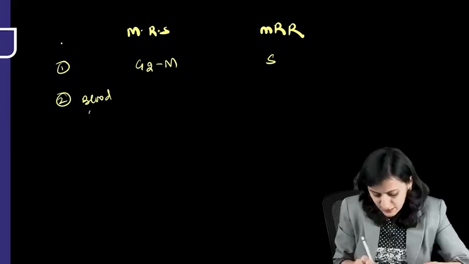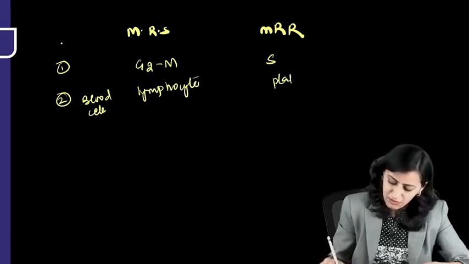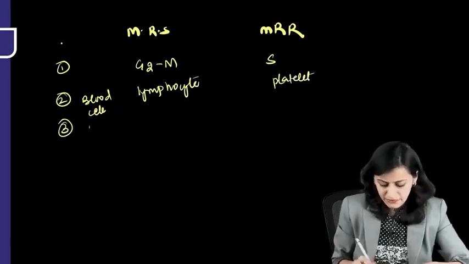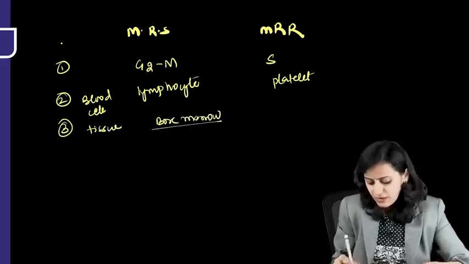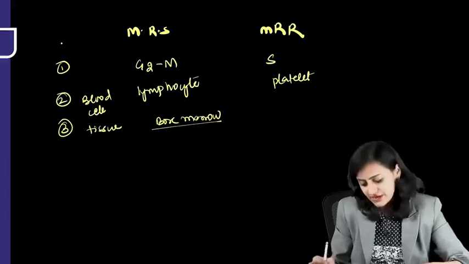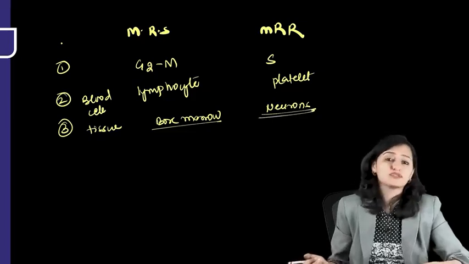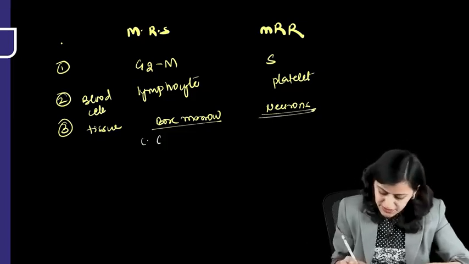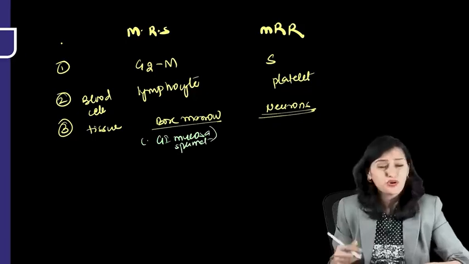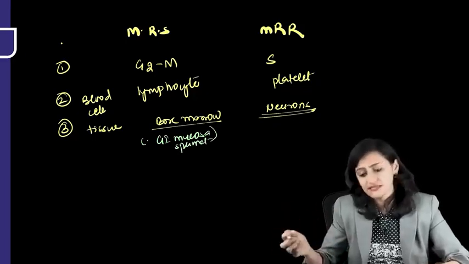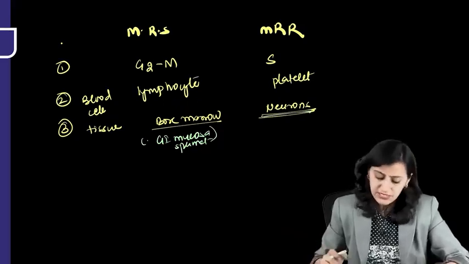Which is the blood cell which is the most radio-sensitive? It is the lymphocyte which is affected the first. Most radio-resistant is the platelet. Which is the most radio-sensitive tissue? That is bone marrow. We see bone marrow suppression as one of the early effects of radiation. Most resistant is the neurons, a previously asked question, because they do not divide. Also remember that the dividing cells like GI mucosa, the spermatogonia, the gonads, they are also radiosensitive. Neurons are the ones which are radio-resistant.